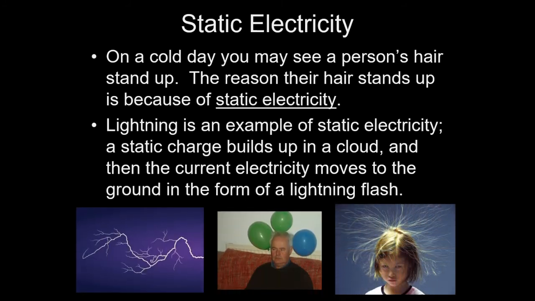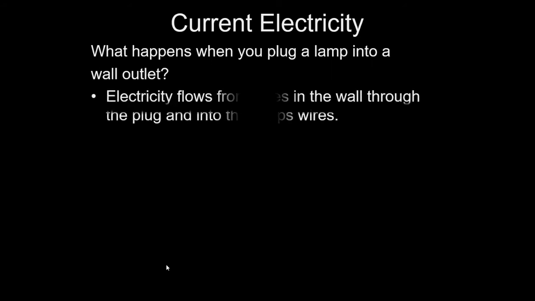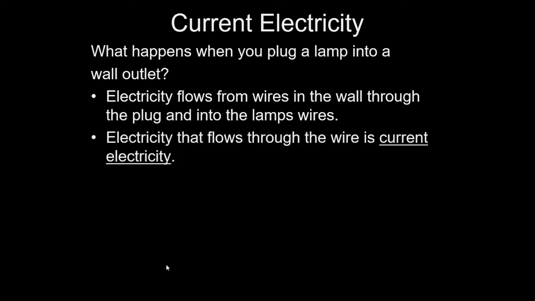Some examples of static electricity. Current electricity. What happens when you plug a lamp into a wall outlet? Electricity flows from the wires in the wall through the plug and into the lamp's wires. Electricity that flows through the wire is current electricity.